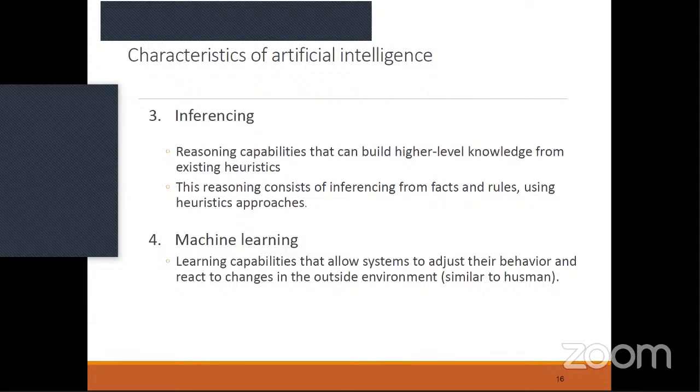Sometimes the same machine learning capabilities are used for detecting the emotions of a person, or for detecting the personality of a person, so that systems react in a different way. So this machine learning is basically learning from experiences, and then using that for the future.